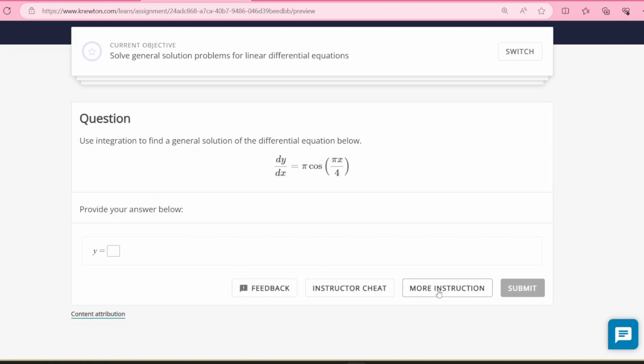But you will have a more instruction button. So if you're struggling with a particular topic or a particular objective, click on this and you'll be taken to a page with some further reading to do or videos to watch or both. And then you'll be given questions related to that instruction. And you can work your way through the assignment that way. You can do this for every single problem.